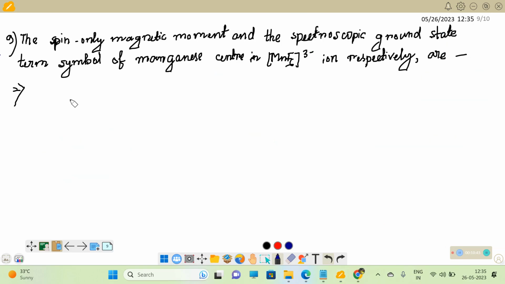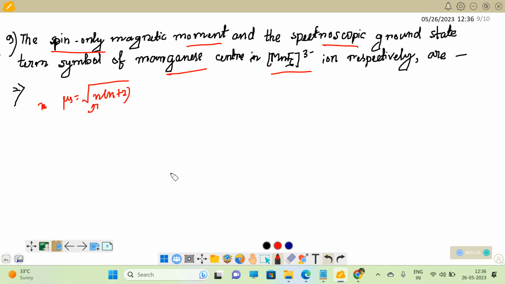So coming to the next question, it is a very important question, because not only will I solve this, I will give you some short notes about it. Many things you will get to know. Just stay with me till the end. Here you can see that spin only magnetic moment and the spectroscopic ground state term symbol you have to evaluate for this complex. We can calculate easily the spin only magnetic moment by calculating the unpaired electrons, means the value of n, mu s equal to root over of n into n plus 2. So we can easily calculate the unpaired electrons by watching the electronic configuration.